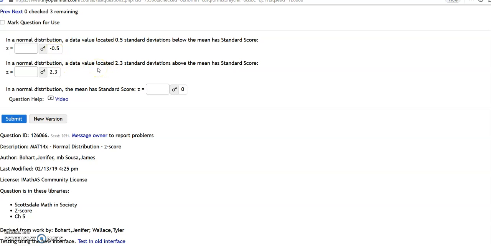This data value is 2.3 above the mean, so that has a positive Z value of 2.3. And the mean in the middle is a Z of 0. In other words, the mean is no standard deviations away from the mean. You can do the math too if you ever come up with a problem, but the Z is 0 at the mean. Any score above the mean has a positive value. Any score below the mean has a negative value.